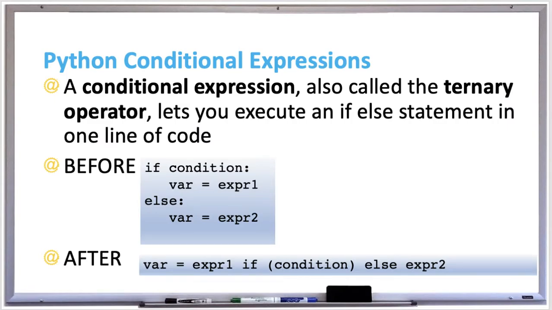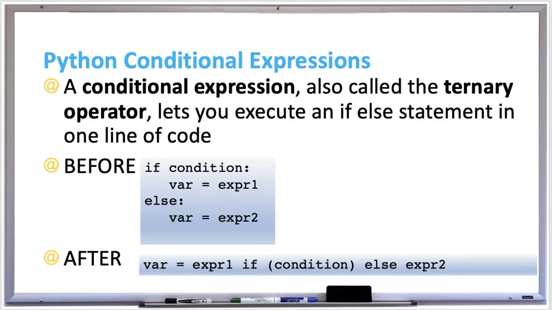In this video, we're going to learn about the Python conditional expression. A conditional expression is also called the ternary operator, which lets you execute an if-else statement in a single line of code. For example, if you had the if-else condition that looks like this before image, you can put the whole thing in a single line of code using the conditional expression or ternary operator.